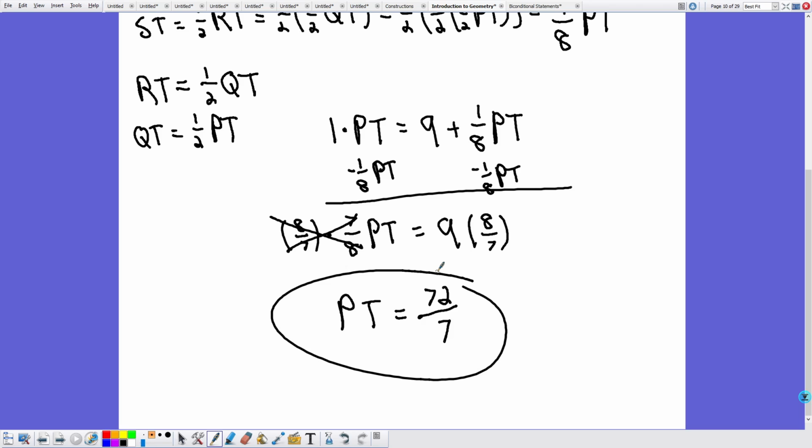So there are a couple examples of some problems involving the lengths of segments. As you can see, the idea of using the midpoints is very, very helpful to set up some equations to help us solve the problem.